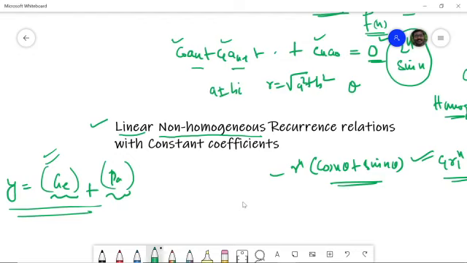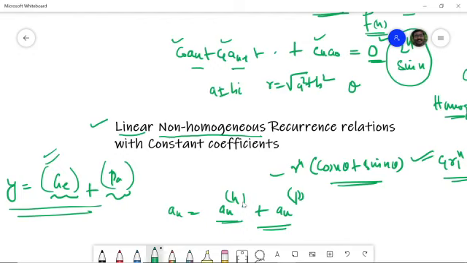Similarly, the solution of a non-homogeneous recurrence relation will have two parts. The first part would be a_n^(h), the solution of the corresponding homogeneous recurrence relation, plus a_n^(p), which will be a particular solution to the given problem. So the total solution will have two parts: one is the solution of the homogeneous part, and then a particular solution.